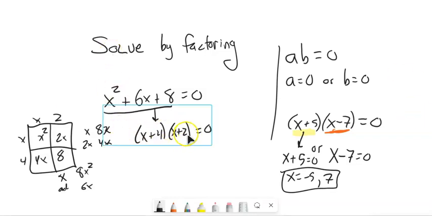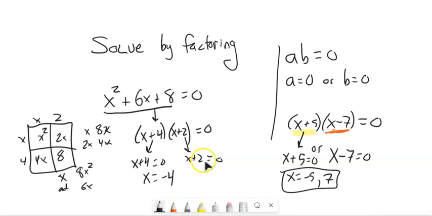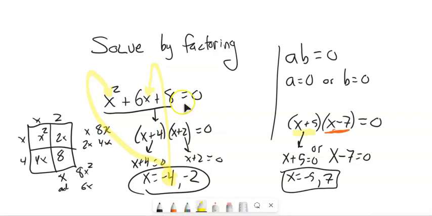Great, two things multiplied together which give me 0, so that means this has to be a 0, or that has to be a 0, and I'm on my way. Subtract 4, x is negative 4, subtract 2, x is negative 2, there's my two answers. And if you don't trust it, take that negative 4 and plug it in. Negative 4 squared plus 6 times negative 4 plus 8, it'll give you 0. Plug in the negative 2, it will do the same thing.